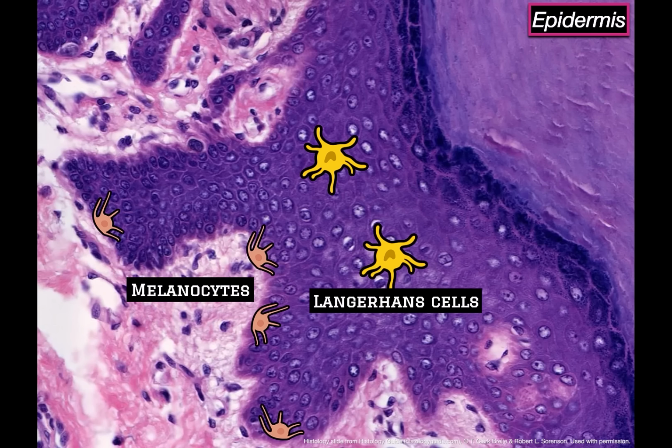In the basal layer, especially in areas of fine touch like the fingertips, you also find Merkel cells. These are cells that sit in close contact with afferent nerve endings, forming what are called Merkel discs.